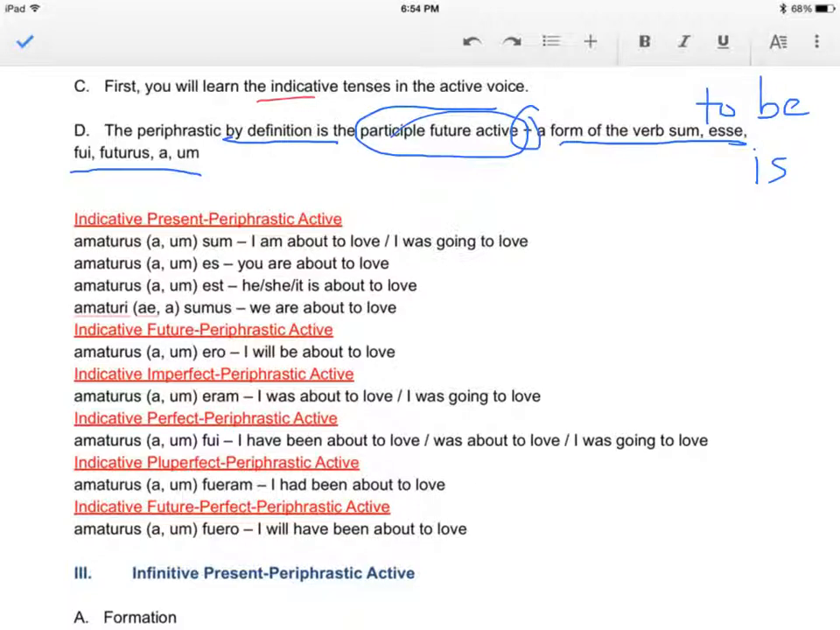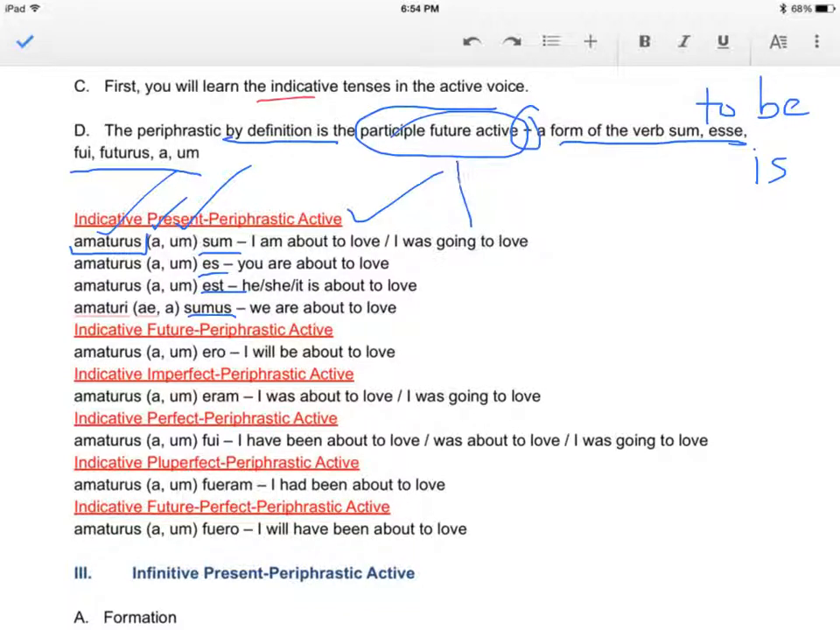So let's look at this indicative present periphrastic in the active voice. You would take the participle future active, you would choose the masculine, or you could add the feminine ending, which is -a, or the neuter ending, which is -um. And if you add sum, or es, or est, or sumus, or estis, or sunt, I didn't write them all out, then you'd be conjugating the indicative present periphrastic active.